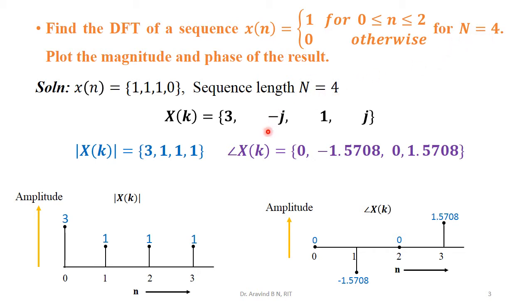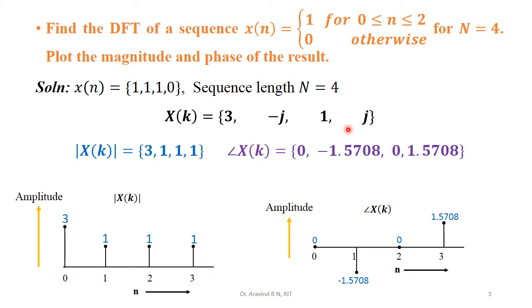Our main aspect here is to plot the magnitude as well as the phase. Therefore the DFT calculation is not shown over here. You are supposed to make the DFT calculation either by making use of the DFT formula or the matrix relation of the DFT for n is equal to 4. By making use of that, we are going to get the DFT representation x of k is equal to 3, minus j, 1 and j.